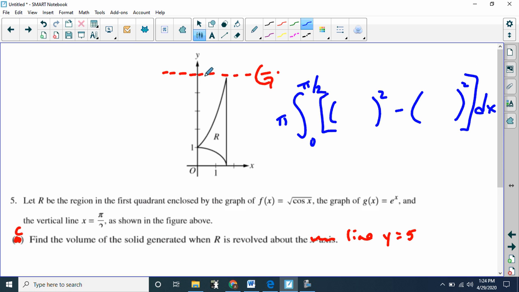So if I start at the axis of revolution and go all the way across, that distance is 5, and then we need to take out this, which is f of x. So 5 minus f of x is going to be that radius. And then the radius of the empty space is this, which is 5 minus g of x. That is the disk method.